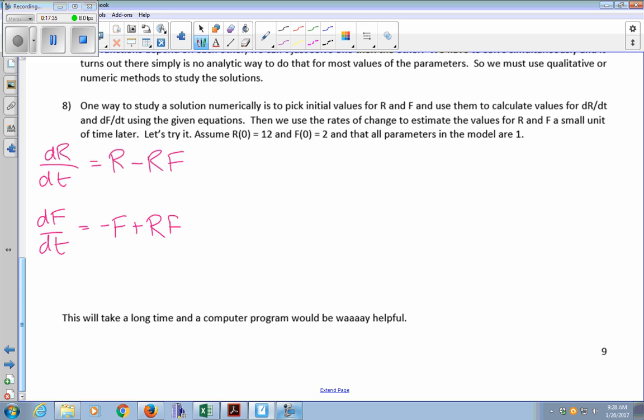And then we're going to start with some random initial conditions. If at time 0 we have 12 rabbits and 2 foxes, how does this situation evolve? What's going to happen to the rabbits and the foxes? Well, I can at least approximate it because I know how the rabbit population and the fox population changes. I know the rates of change, so I can figure out how much it changes at each time interval. At least I can estimate each time interval.